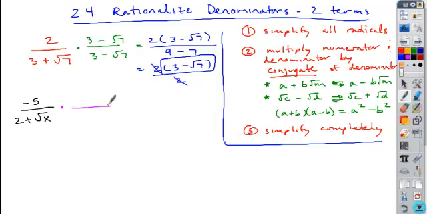So let's multiply by the conjugate of the denominator. So we're going to take the same terms, 2 and root x, 2 and root x, and we're going to change the sign, so we use the subtraction. And when we do that, we multiply across the top, negative 5 times 2 minus root x, and in the denominator, we take our first terms and square them. 2 squared is 4, always a minus. Take our last terms and square them. Root x squared, the root and the square cancel, leaving just the base x. And so this would be your solution.